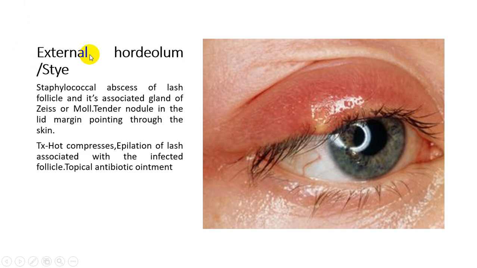And now this is a stye, a staphylococcal abscess on the lash follicles. It's associated with the gland of Zeis or Moll, a tender nodule of the lid margin pointing to the skin. Treatment is hot compress, ablation of lash associated with infected follicles, and topical antibiotic ointment.